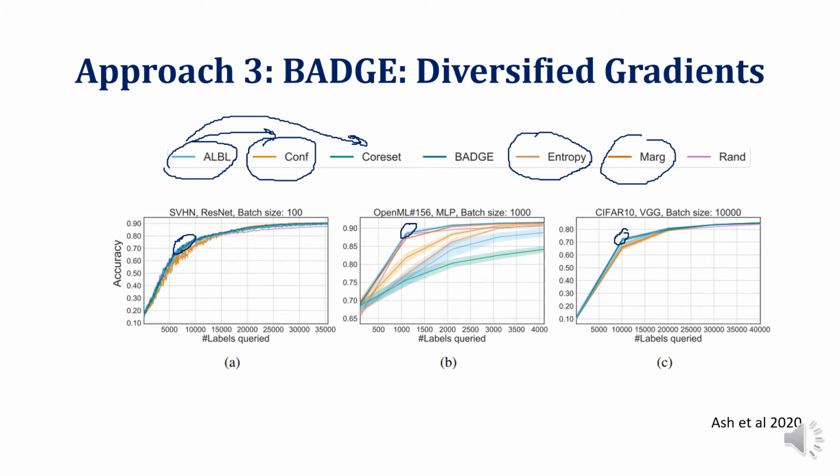And rand is the naive baseline where you select random k examples to query at each round. Our core set is obviously performing reasonably well in the two cases, A and C, but on the OpenML data set, you find that the performance is quite pathetic.